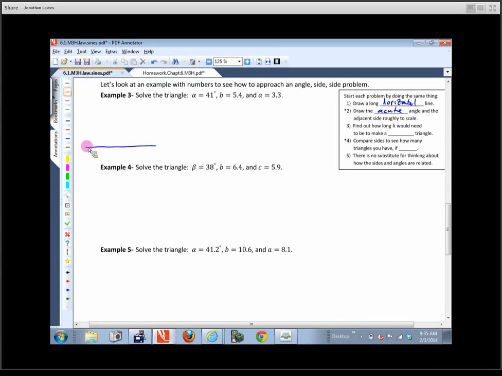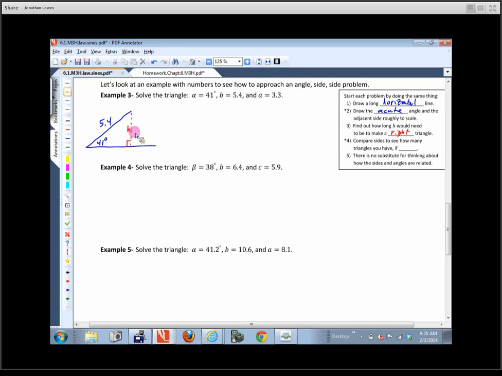So I'm going to draw something that's roughly 41 degrees. I would say 41 degrees is about like this. So I'm going to put 41 degrees right there. And this side right here is 5.4. Any questions? Okay. Find out how long h would need to be in order to make a right triangle. So drop a line straight down here and figure out what h is. Figure out how tall that is.